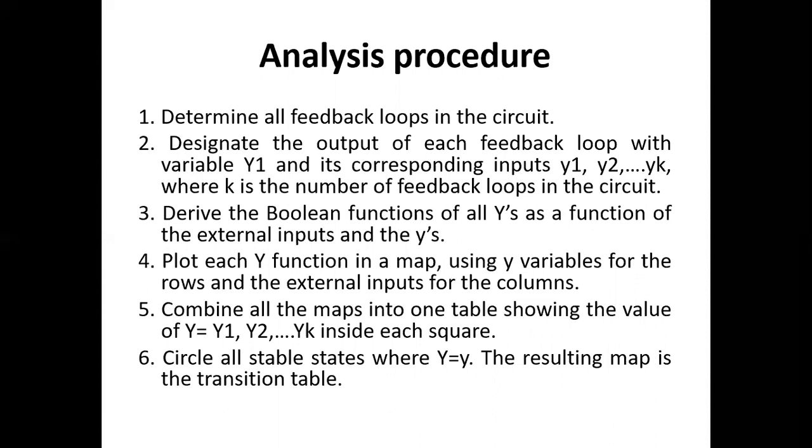So plot each y function in a map using y variables for the rows and the external inputs for the columns. Combine all the maps into one table showing the value of y equal to y1, y2 up to yk inside each square. Circle all stable states where y is equal to small y. The resulting map is the transition table.